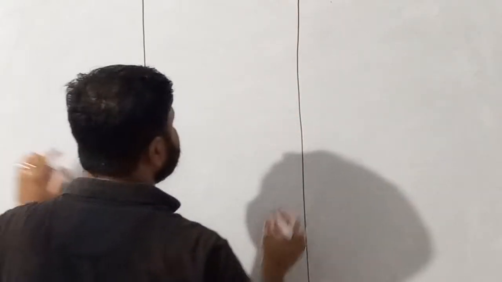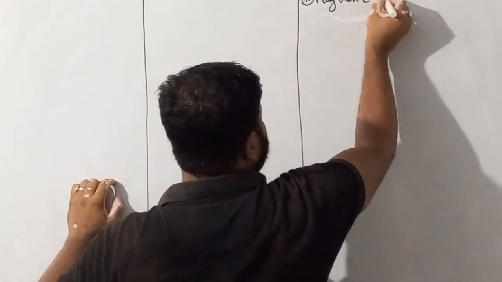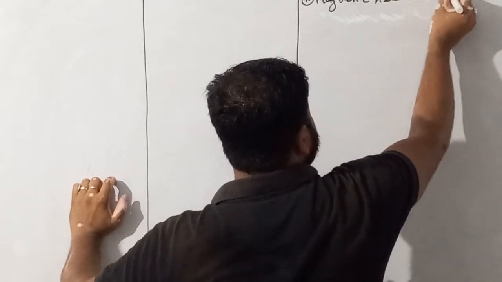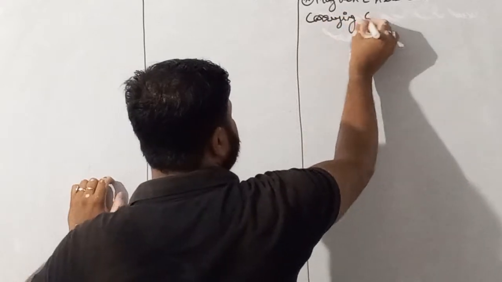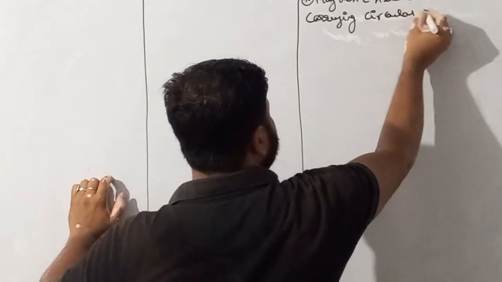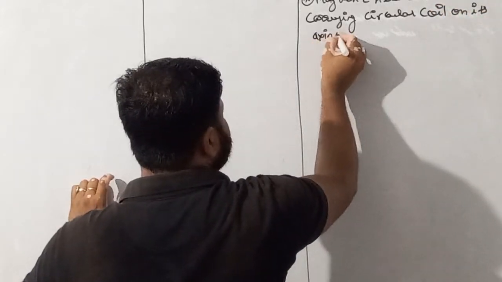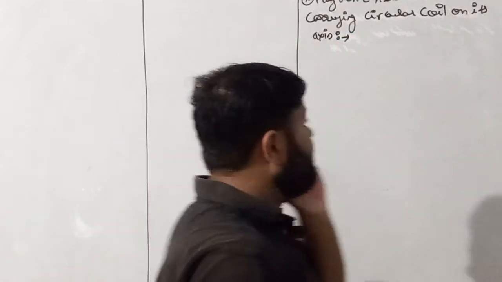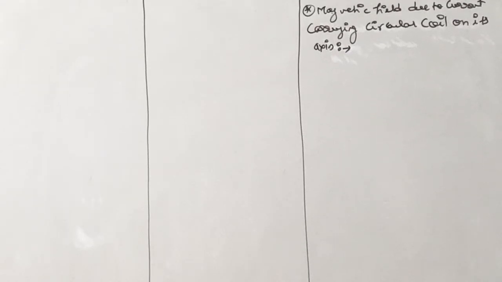Magnetic field due to a current carrying circular coil on its axis.